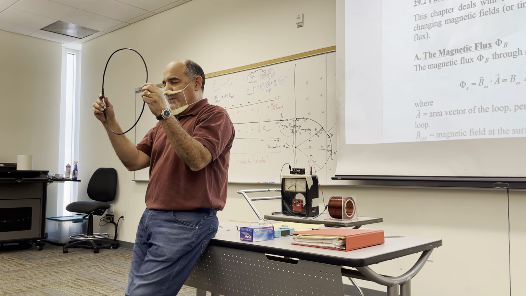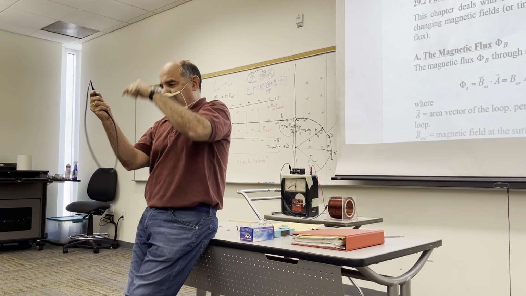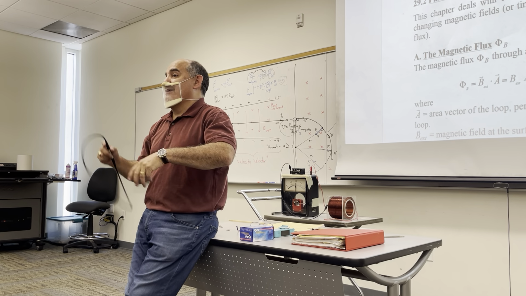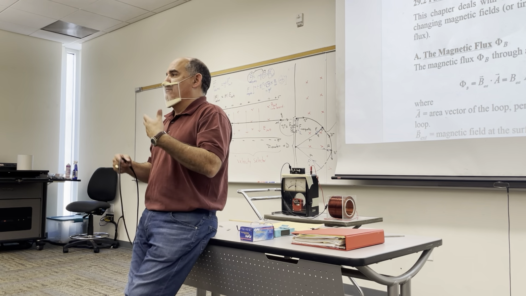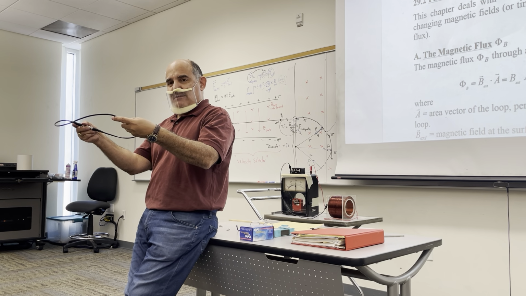And what if I put the loop like this? Then in this case, some drops are going to go through the loop. And what will be the orientation of this loop so that I get a maximum flux of rain through the loop? Perpendicular to the raindrop. Exactly, like this, right?